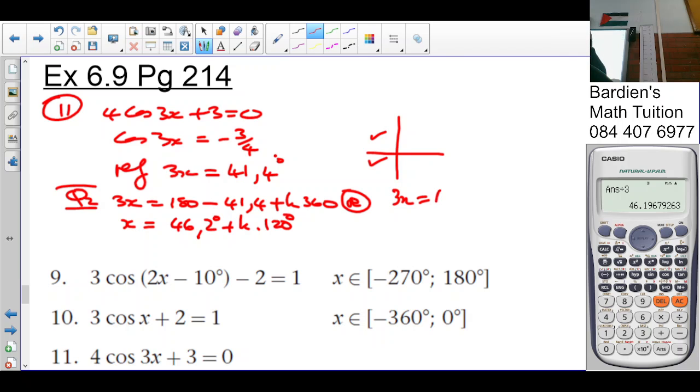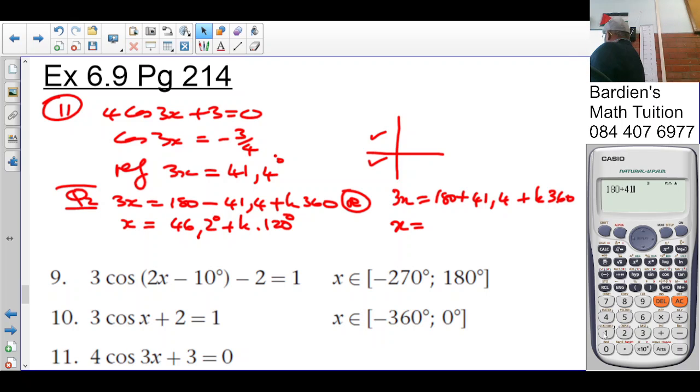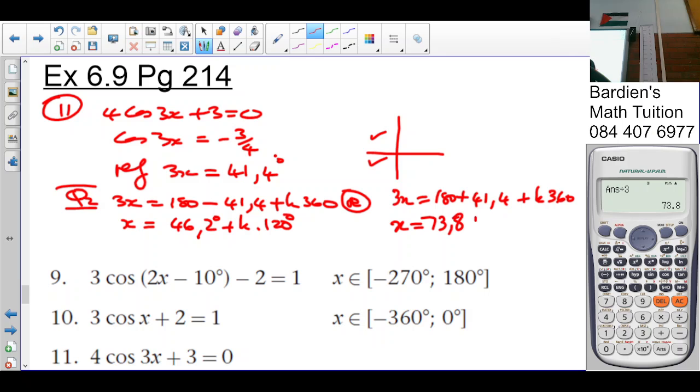Or 3x is equal to 180 plus 41.4 plus k times 360. So that would simply give us 180 plus 41.4 divided by 3, which is 73,8. Is that correct? 73.8 plus k times 120, k is an element of integers. Again, is there a restricted domain in this question? No, there isn't. So, that's your solution. Okay?